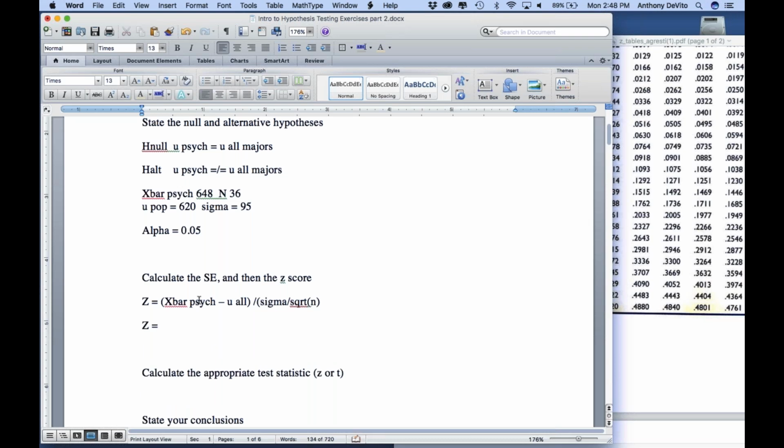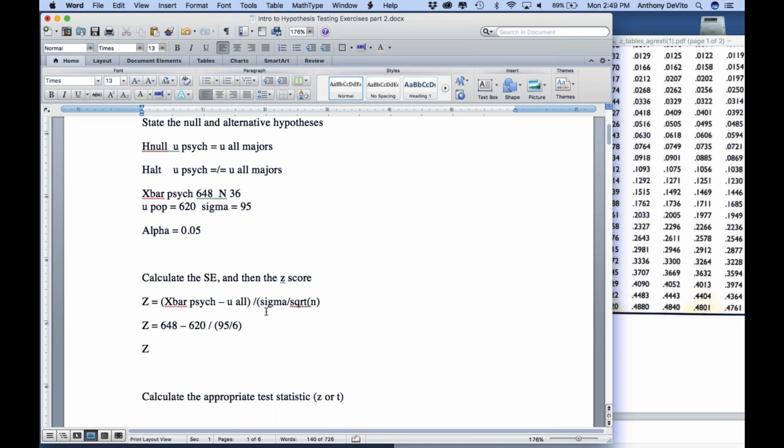Okay, let's work that out. Z is equal to, what is x bar again? X bar was 648 minus 620, right? Divided by the standard error. And the standard error is going to be sigma, which was 95, divided by the square root of the sample size. Sample size was 36, so it's going to be divided by 6. Okay, so let's see. How far apart were the two means? The two means were 28 points apart, divided by, what's the standard error here? Divided by 95 over 6.